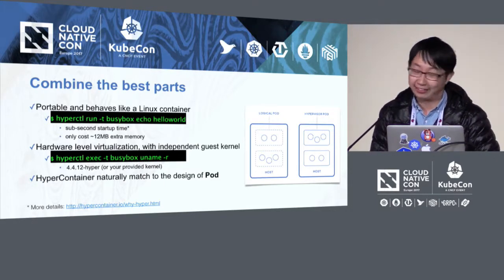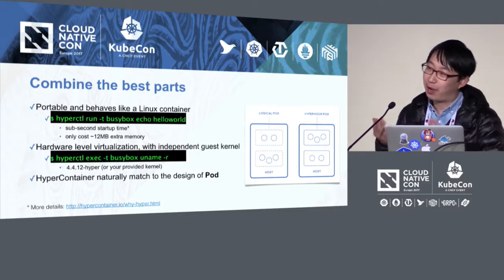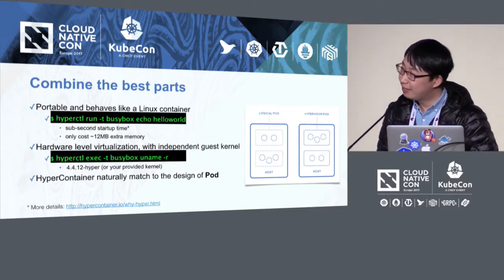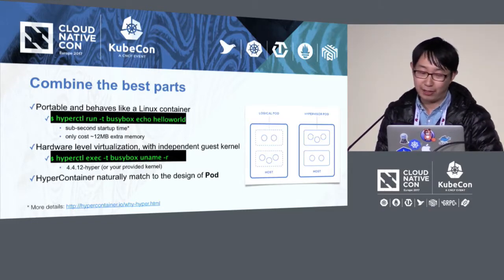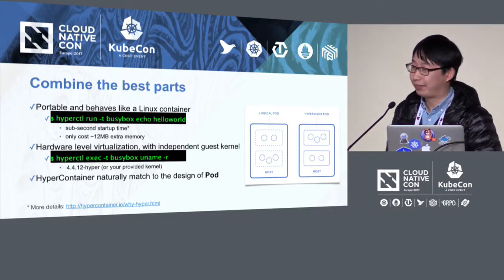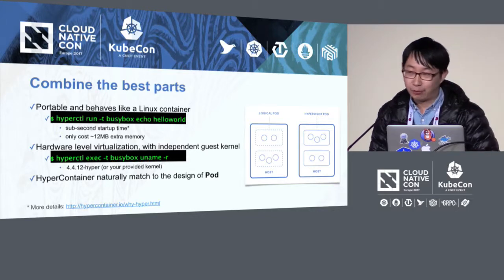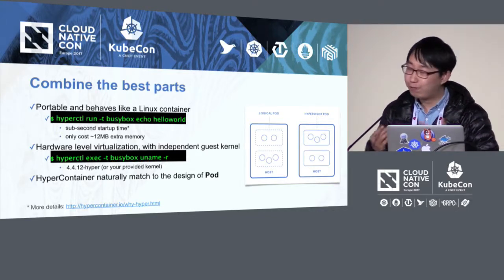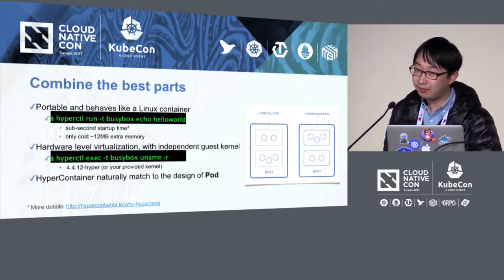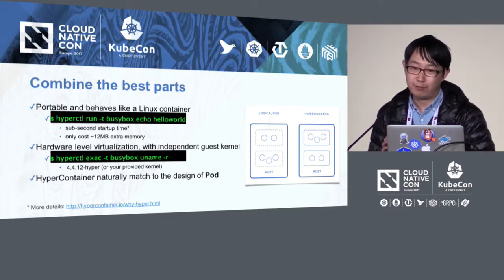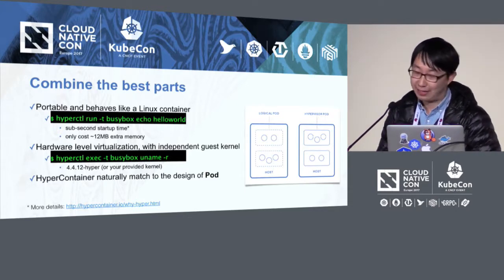First of all, it is portable and behaves like a Linux container. You can start an application using hyperctl run, and that container, actually a virtual machine, will be started within seconds, and it only costs about 10 or more MB of extra memory for the hypervisor part. On the other hand, it uses hardware-level virtualization with an independent kernel. So if you execute a command inside that container, you will see an independent guest kernel running, totally different from your host machine. So that's HyperContainer.